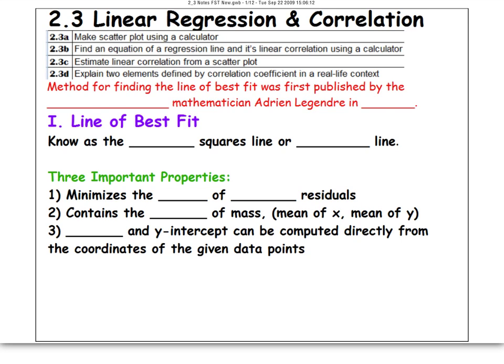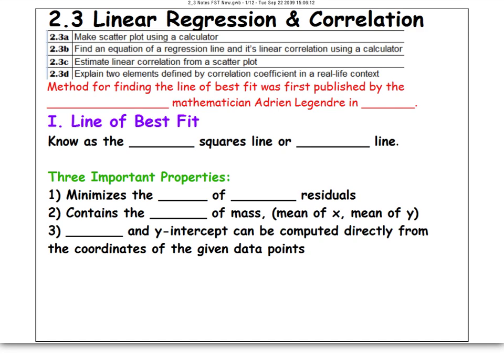For learning objectives A and B, I'm going to show you how to make a scatter plot using the calculator, and then how to find the equation of what's called the regression line, and to find the linear correlation on the calculator. So the first thing I want to do though is talk about this method that was discovered.